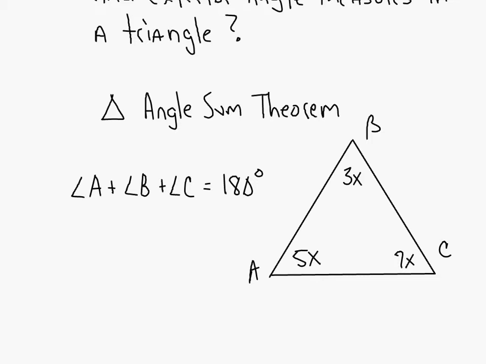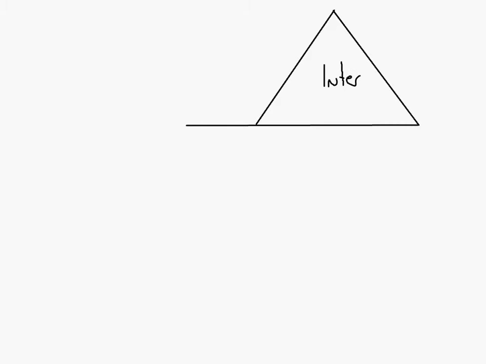The second part of the assignment today is going to deal with an exterior angle. So you've got a triangle now and it's got a little tag on the outside. It's got a side extended. This is the interior of the triangle, and this is the exterior.